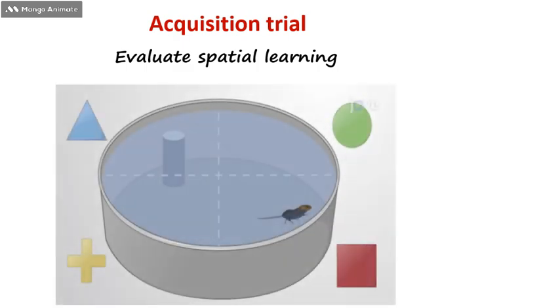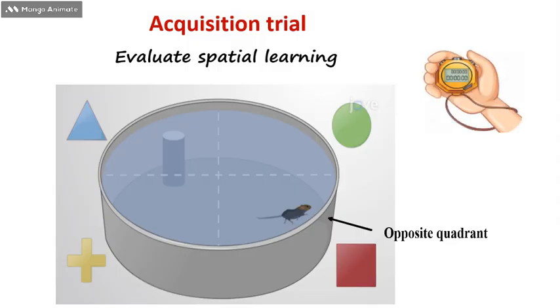First, place the animal into the water facing the wall, starting with the opposite quadrant. Then, allow the animal 90 seconds to swim freely to find the hidden platform. Second, record the time taken by the animal to reach the hidden platform, which is called the escape latency. Then let the animal stay on the platform for 10 seconds, which helps consolidation of memory.